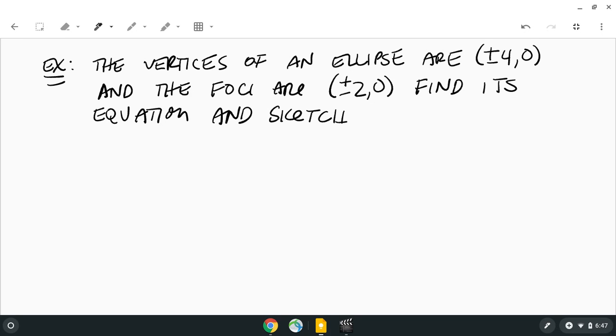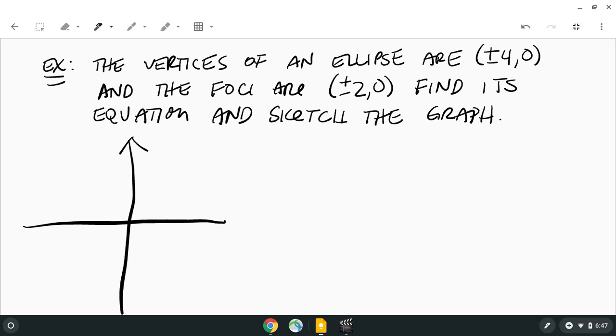Again, whenever they're asking you to find its equation, I always start off with the sketch. Okay, and sketch the graph, because sketching the graph gives me a lot of information. Like the ellipse, the vertices are at plus minus 4, 0. So 1, 2, 3, 4, 0, and 1, 2, 3, 4, negative 4, 0. Okay, those are the vertices, right?